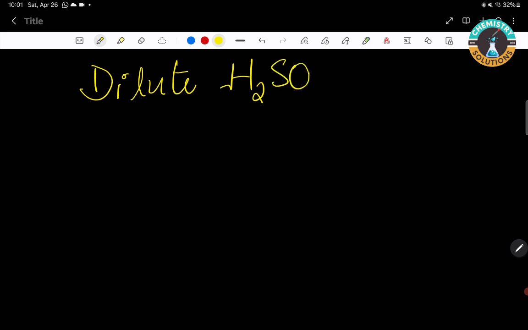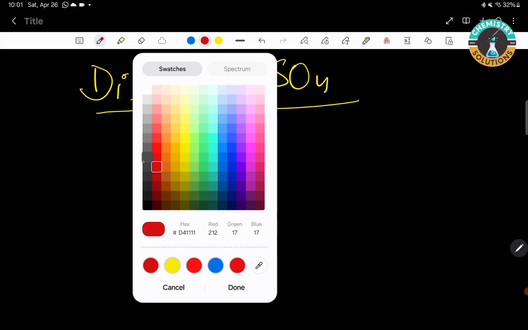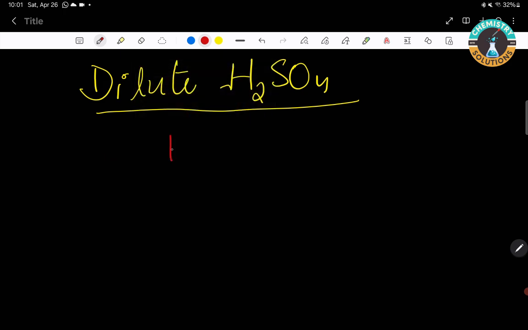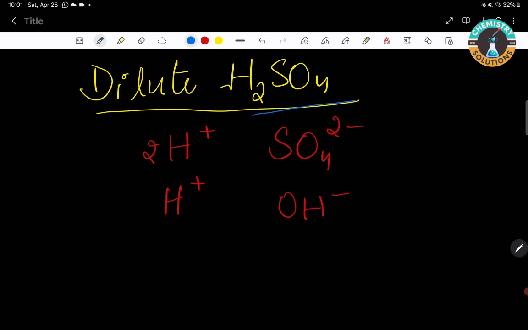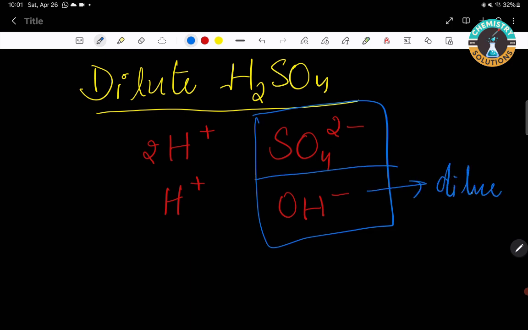Now we are moving towards our next part, dilute sulfuric acid. For dilute sulfuric acid, the word dilute comes here. First of all, we check which ions we have: H positive, 2H positive and sulfate ions. These are the ions present in the acid in water. So H positive and OH negative. There is no hard and fast rule, but you must know that with dilute, hydroxide ions will discharge.